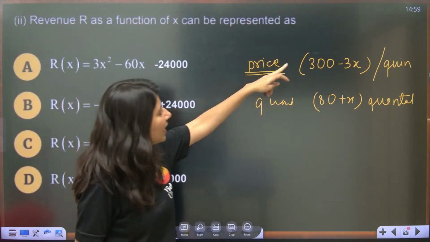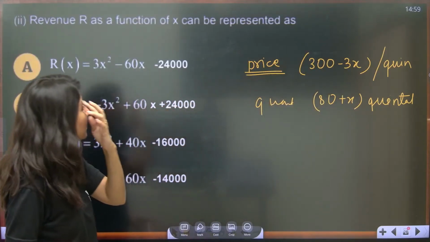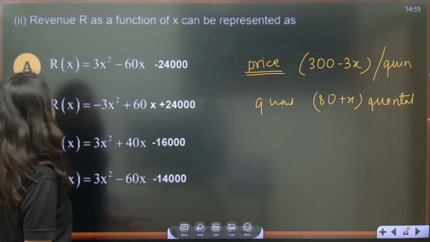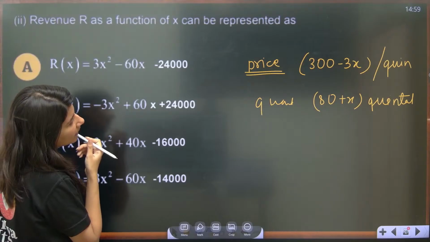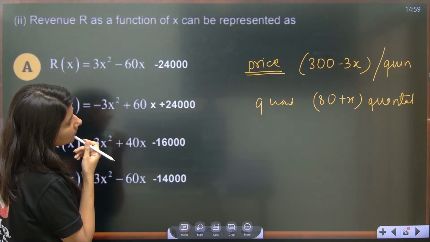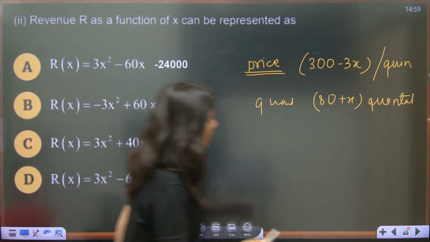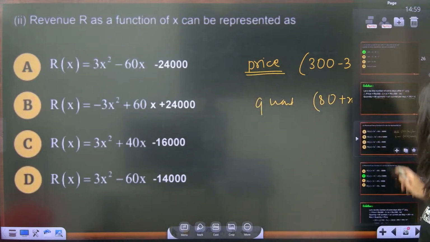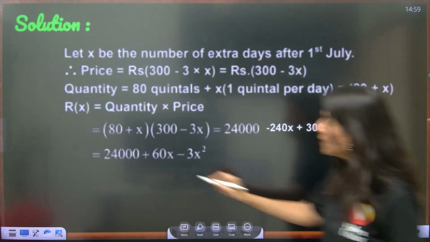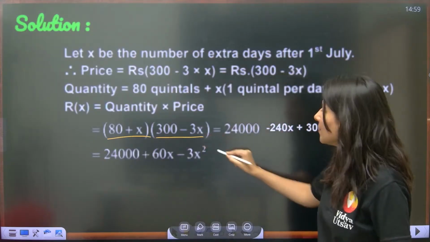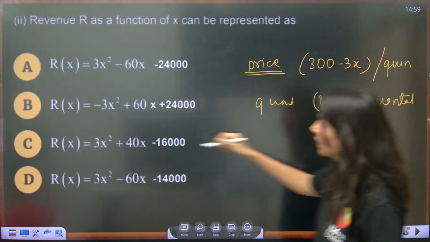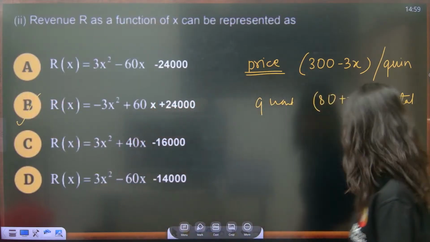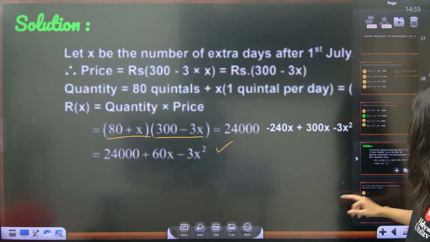If you multiply, you will get 24,000 plus 60x minus 3x square. Multiply 80 plus x with 300 minus 3x, and this matches with option B. Option B, have a look.